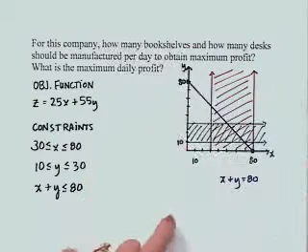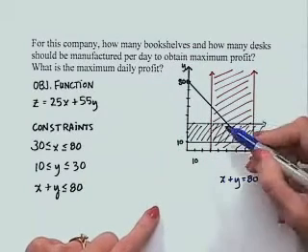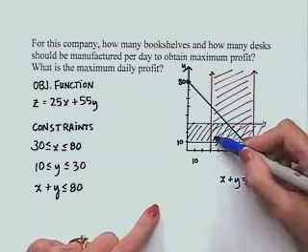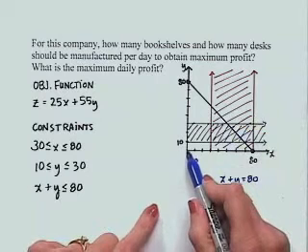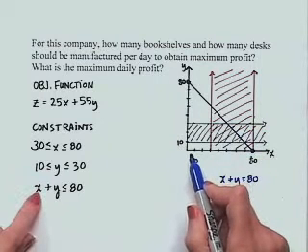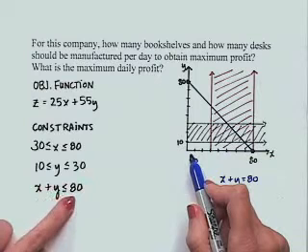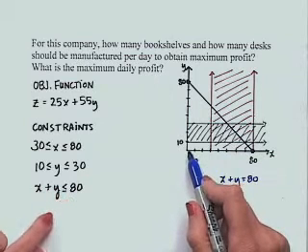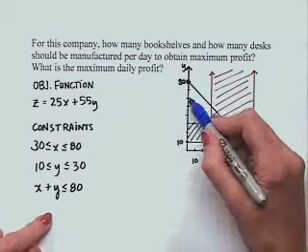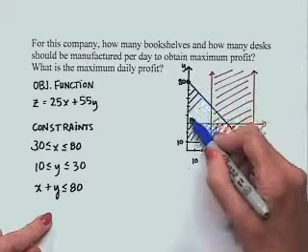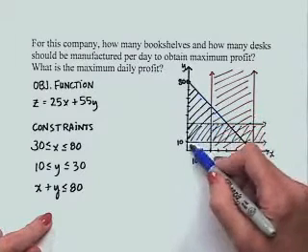And then we can choose a test point in order to determine whether we should shade in above or below the line. Let's use the origin as our test point. If we substitute in 0 for x and 0 for y, we can see that 0 would have to be less than or equal to 80. The origin should be part of the half plane that we shade in, so we're going to shade in below that straight line.